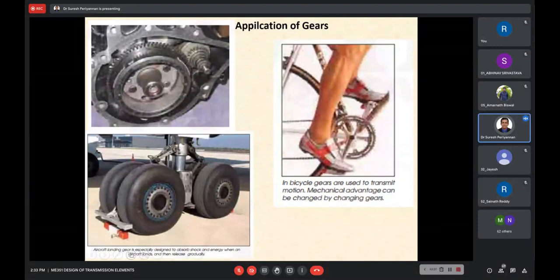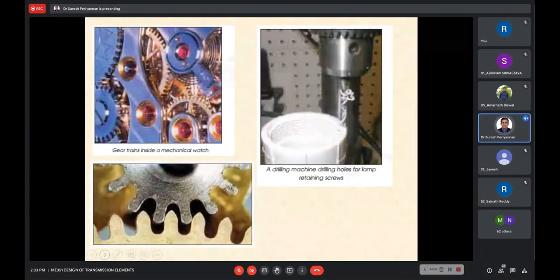In the aircraft, we are using landing gears. Landing gears are especially designed to absorb the shock and energy when the aircraft is landing, and then release it gradually. While landing, it will absorb the energy, and the same amount of energy that is absorbed will be released, in such a way that gear arrangements have been used in the aircraft. There are a lot of applications for gears, such as the gear train in a mechanical watch and the gears in our drilling machine.